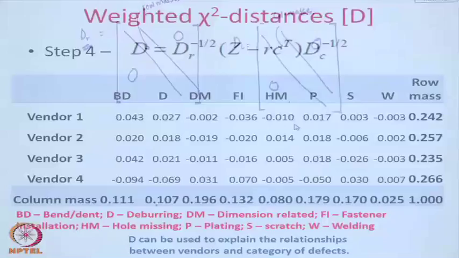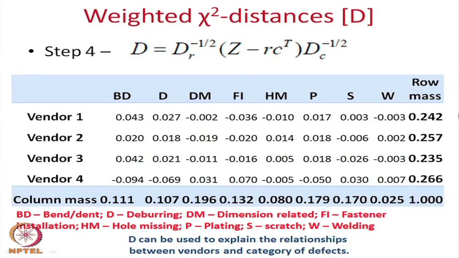So, see, this is r, this one is my c, then I create a 4 cross 4 matrix, putting diagonal all these values we will be getting Dr, putting diagonal all these values we will be getting Dc, then you take the inverse square root of each of the values, then you start multiplying this with this, then the resultant will be multiplied with this. So, ultimately you will be getting this. This is what we are talking about, chi square distance.